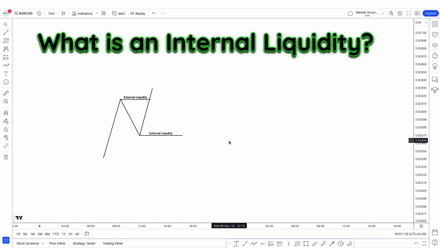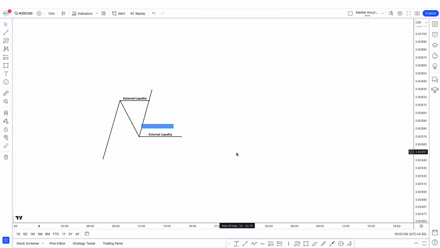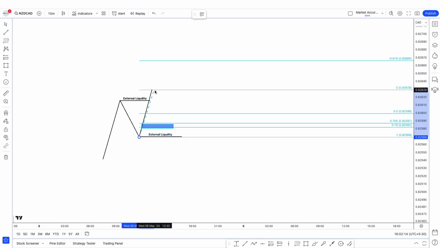Now, what is an internal liquidity? It is basically a fair value gap in the discount or premium. Okay, so let's say if price takes out this external liquidity, which is this high, you mark out the fair value gap in the discount zone. So how do you find your discount zone? You draw your fib from the bottom to top, and anything below the 0.5 level is considered to be in a discounted zone. Okay, so price does only two things.